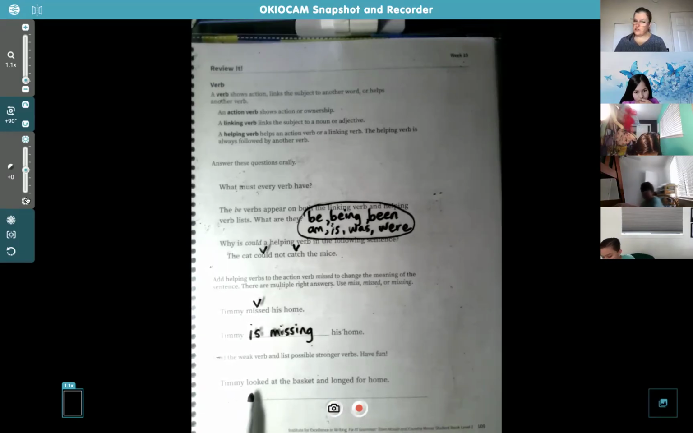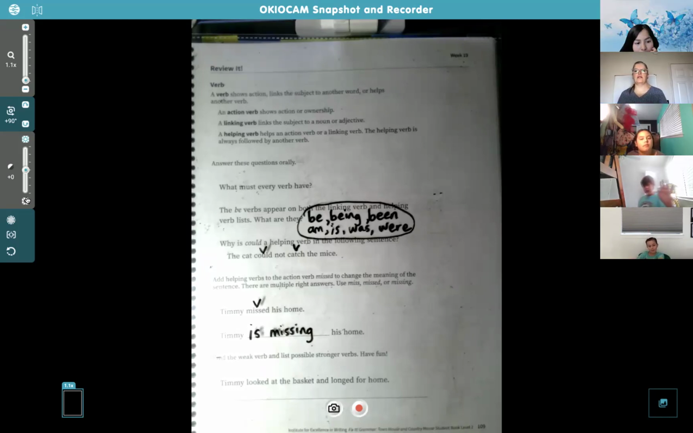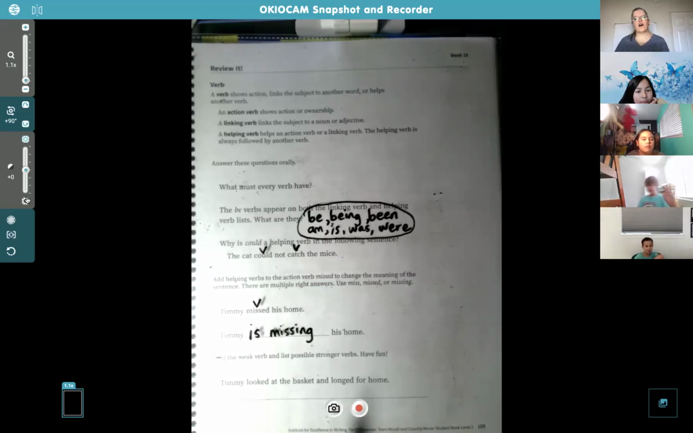Look at the word looked. What's another way to say that? Timmy blank at the basket and longed for home. What's another way to say looked? Sawyer. Look. Yeah, I'm thinking of a completely different word though this time. What do you think, Lizzie? Saw. Stared. Oh, saw would work, but it's kind of weak still. Stared is a good strong verb. What's another? You have any other ideas?